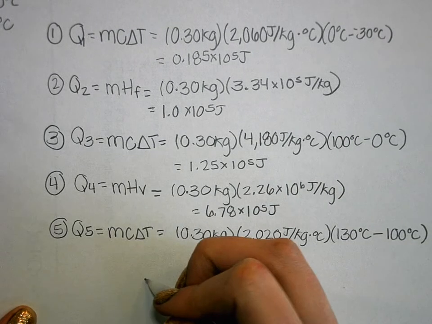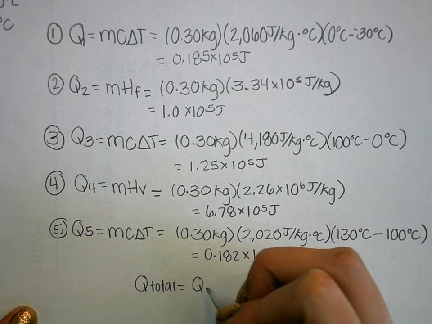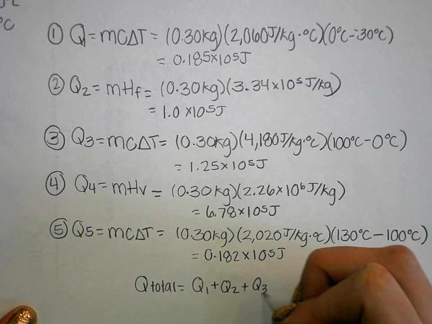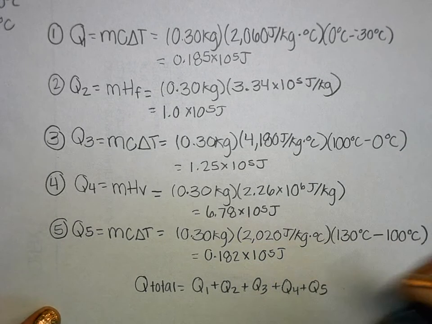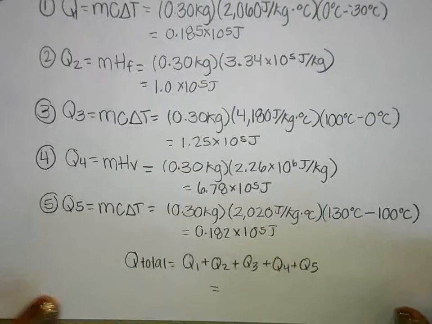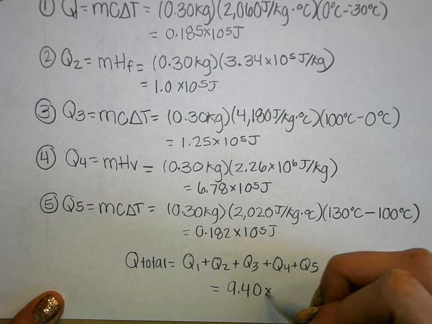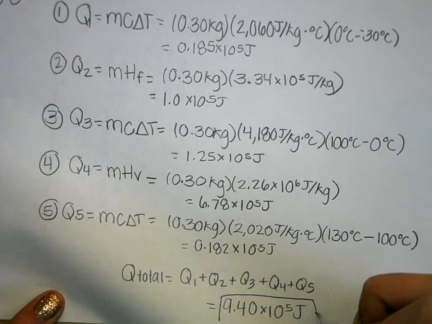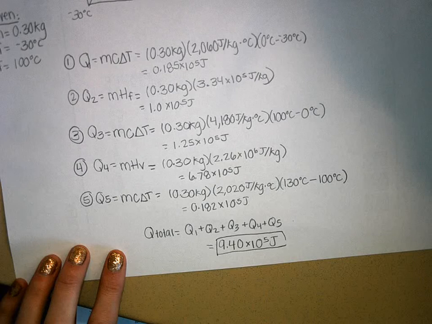Now we have to find our total, so Q total is equal to all these added up, Q1 plus Q2, and so on. And when you add those all up, we get our final answer of 9.40 times 10 to the 5th joules. That is how you solve this problem.